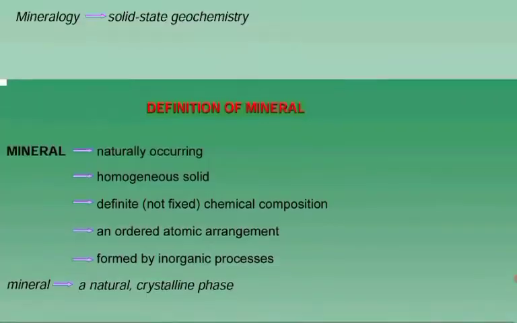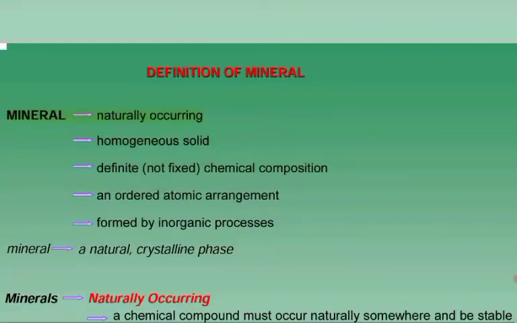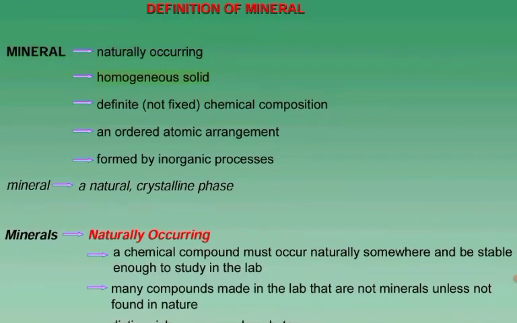Definition of mineral. A mineral is a naturally occurring, homogeneous solid with a definite, but not fixed, chemical composition, an ordered atomic arrangement, formed by inorganic processes. A mineral is a natural, crystalline phase.